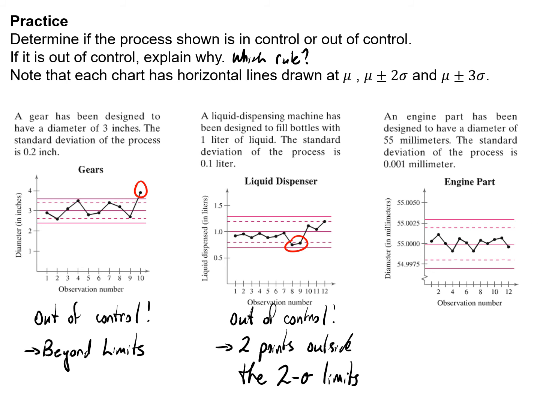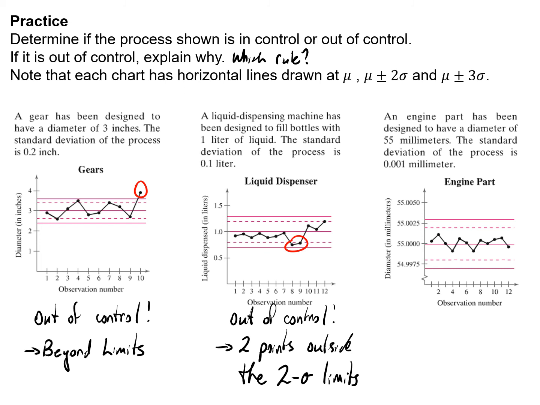And our third practice, an engine part has been designed to have a diameter of 55 millimeters. The standard deviation of the process is 0.001 millimeters. So very specific stuff. I mean, if you have an engine and you don't have the right size parts, your car is not working properly, to put it simply. So let's make sure this process is very much in control. That would be a bad thing if it wasn't.